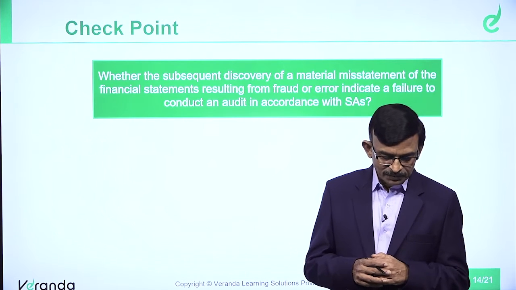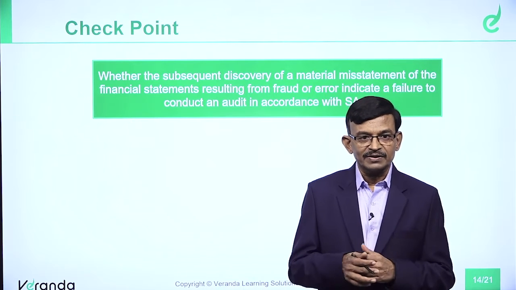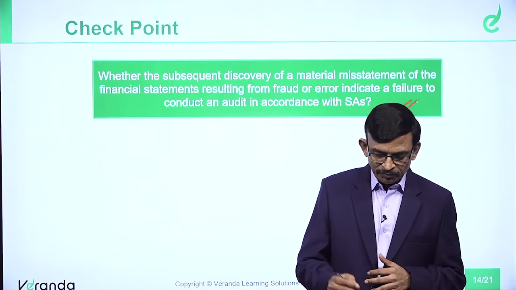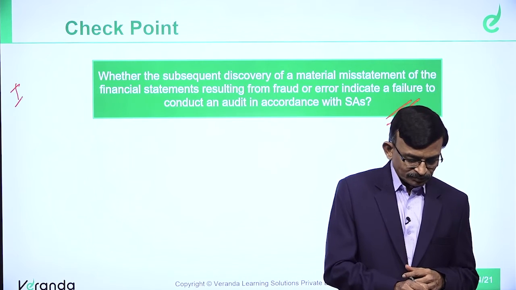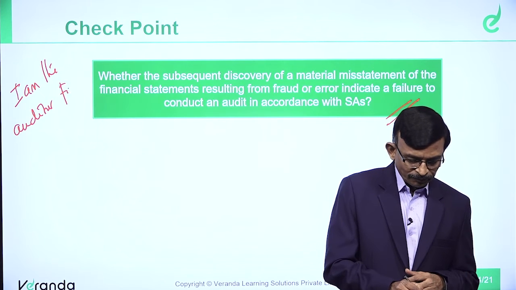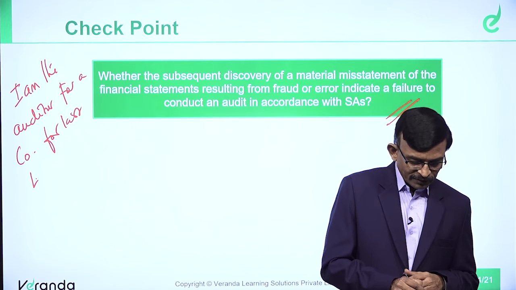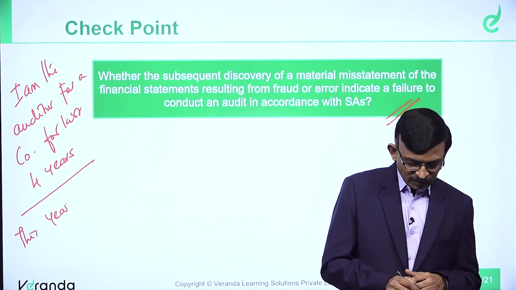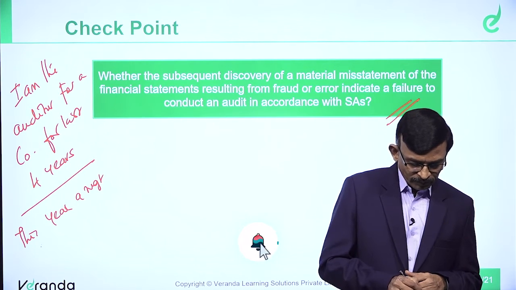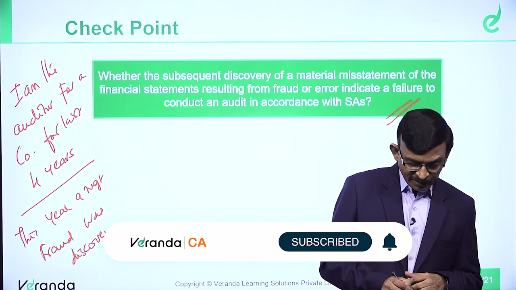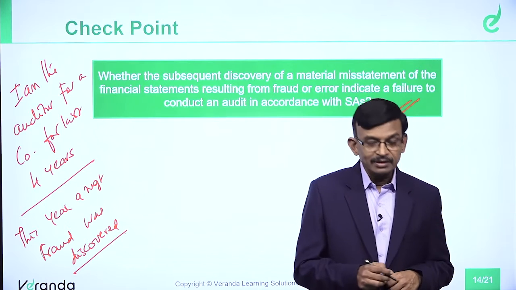The second question is whether subsequent discovery of a material misstatement of the financial statement resulting from a fraud or error indicates a failure of the conduct of an audit. Maybe I can take an example. I am the auditor for a company for the last 4 years. This year a management fraud was discovered. So, can I say whatever audit I have done in the last 4 years is wrong?